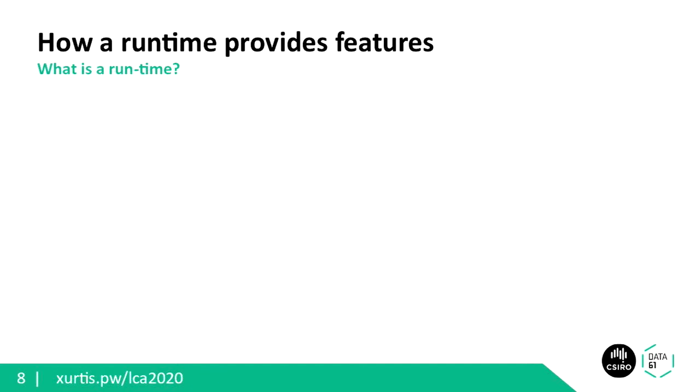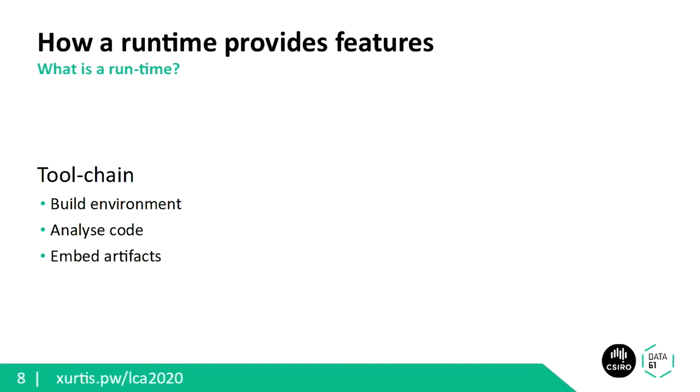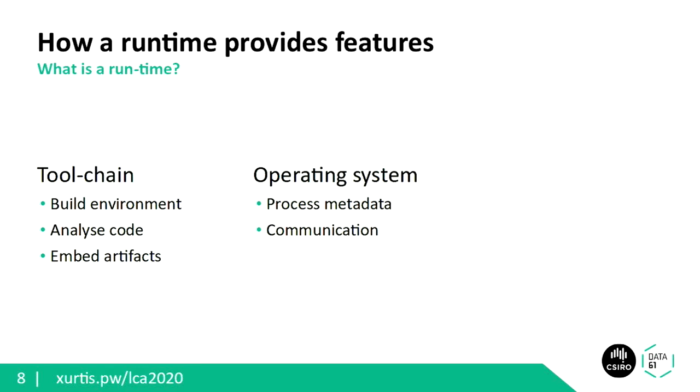There are three main ways that a runtime is able to provide these features to you. The first is via the toolchain. So as the application is being built, things can be analyzed, your code could be analyzed, or we could find files in the file system and embed those into the runtime itself to provide features. When the application is running, we can communicate with the operating system and offload the need to do work to that operating system. This can be things like process metadata about what the current process that's running, communication with other processes, and communication with services offered by the operating system.